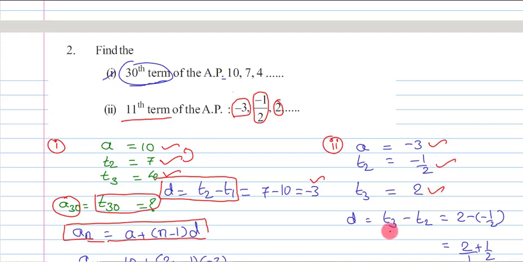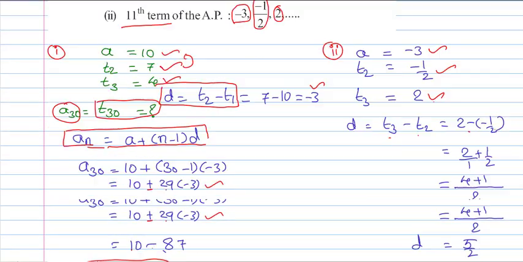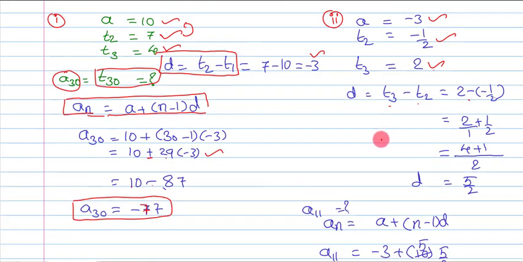Then the common difference is T3 minus T2, that means 2 minus of minus 1 by 2. 2 plus 1 by 2, it becomes plus because minus into minus is plus. So 2 plus 1 by 2. Here these two fractions are unlike fractions, so I am taking the LCM of the denominators as 2. Then you get D as 5 by 2.